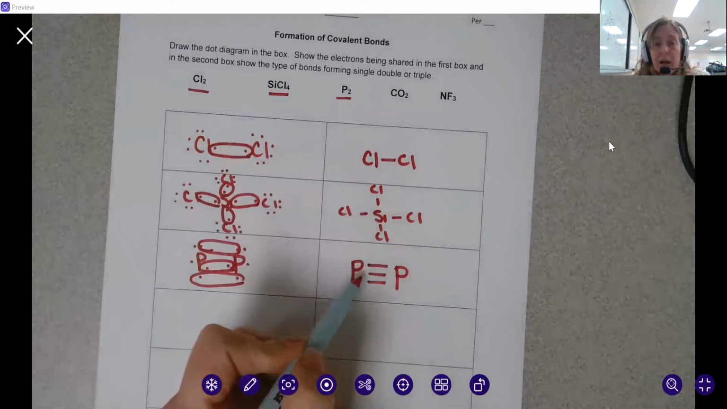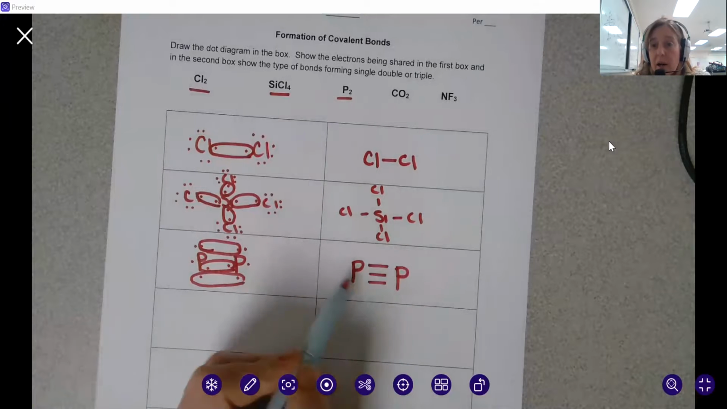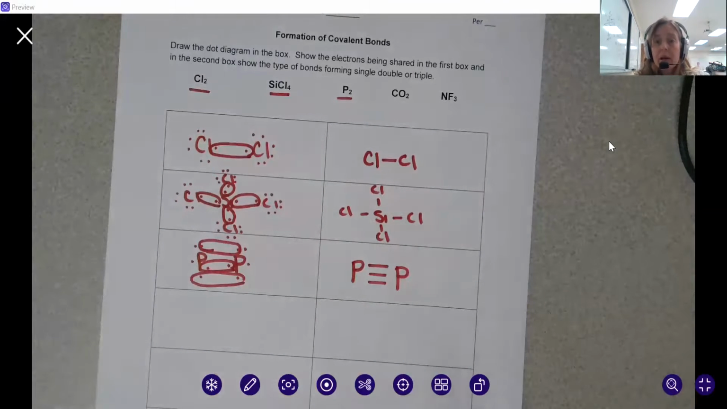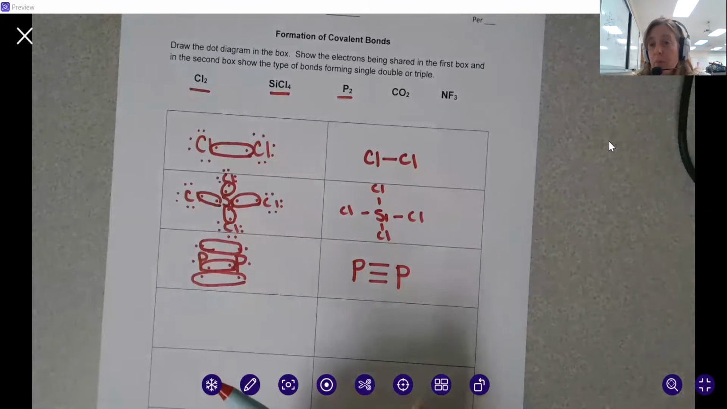Anytime you have 3 lines connected in one spot, okay, not around the element, but in one spot, that's called a triple covalent bond.